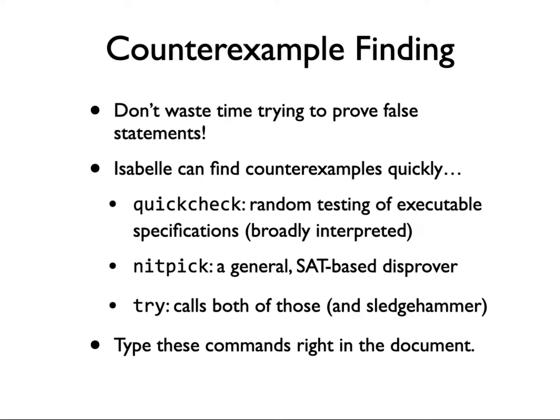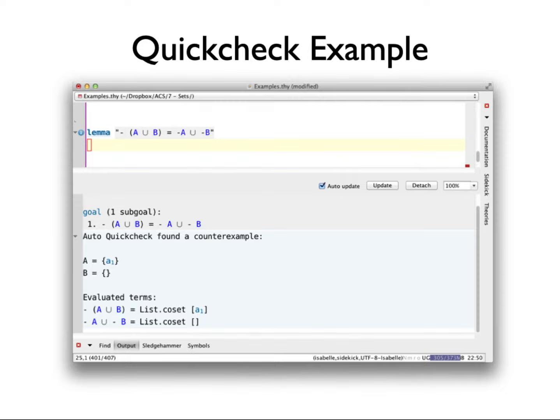So here's an example. Okay, this is not a theorem, right? This says the complement of A union B is the complement of A union the complement of B. Well, it's obviously not true. So this is a broken version of De Morgan's law. And of course, we have the little thing that tells us. So again, keep your eye open for those little blue dots. And I actually think it's clever that it finds it so quickly.